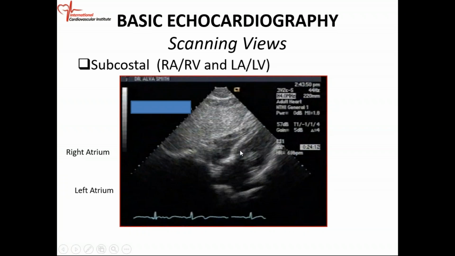Also, if the patient has pericardial effusion, this is a very important view to look at the pericardial effusion. So overall, this is a very important view.